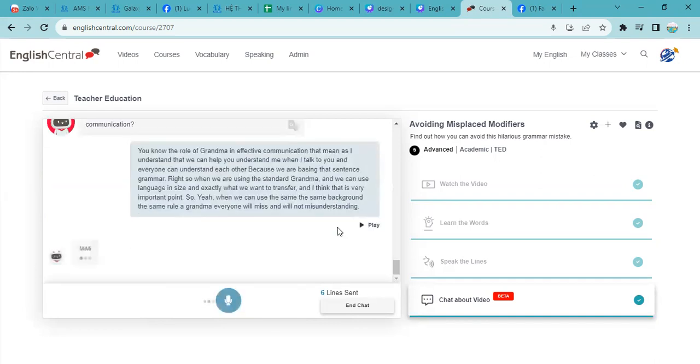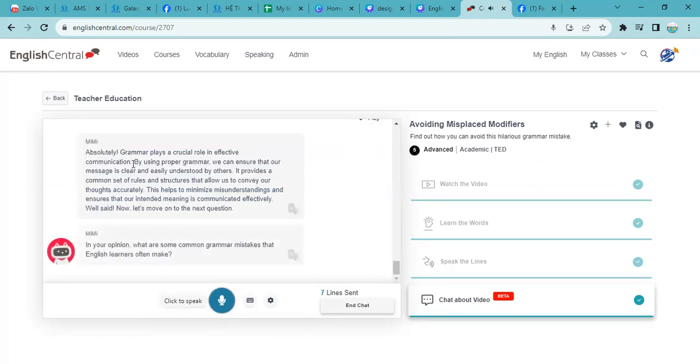Now I want to change the topic, and let me try to ask Mimi to change it. Absolutely, grammar plays a crucial role in effective communication. By using proper grammar, we can ensure that our message is clear and easily understood by others. It provides a common set of rules and structure that allow us to convey our thoughts accurately. This helps to minimize misunderstanding and ensure that our intended meaning is communicated effectively. In your opinion, what are some common grammar mistakes that English learners often make?